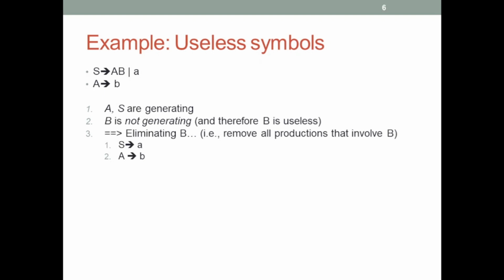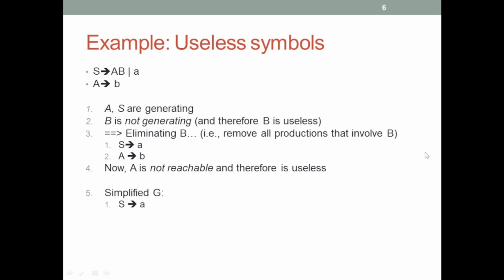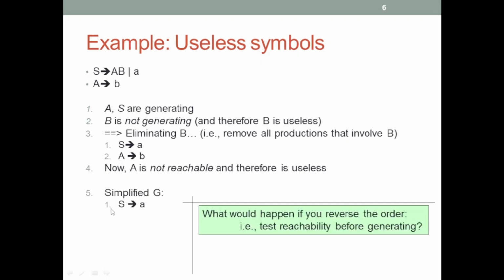So for eliminating B, we have to remove all productions that involve B. So we have to remove S derives A B. After elimination, your grammar will be like this: S derives small a, and capital A derives small b. Now A is not reachable and therefore it is useless. So the simplified G contains only S derives a.